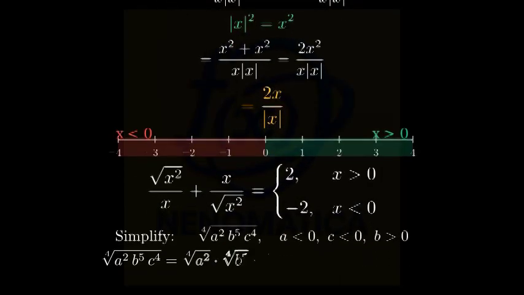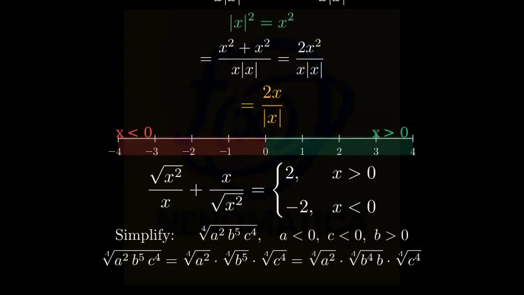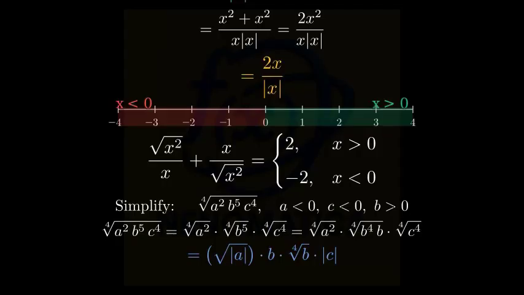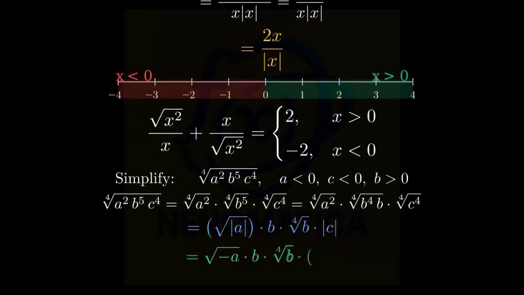The fourth root of b to the fourth is b. The fourth root of c to the fourth is absolute value of c. The fourth root of a squared equals the square root of absolute value of a. Step 3. Apply the sign information. Since a is negative, absolute value of a equals negative a. So the square root of absolute value of a is the square root of negative a. Since c is negative, absolute value of c equals negative c. Finally, write the simplified product with a clean order of factors.